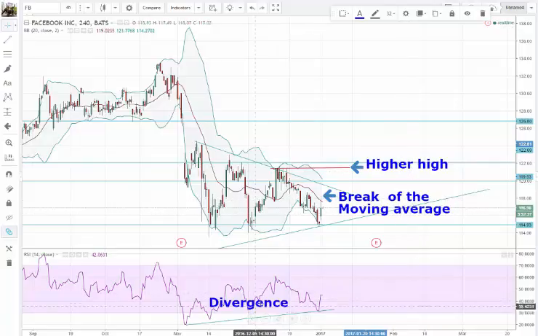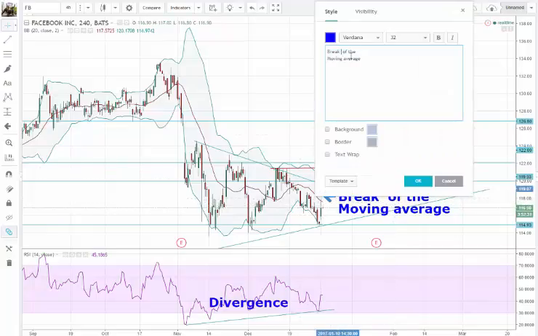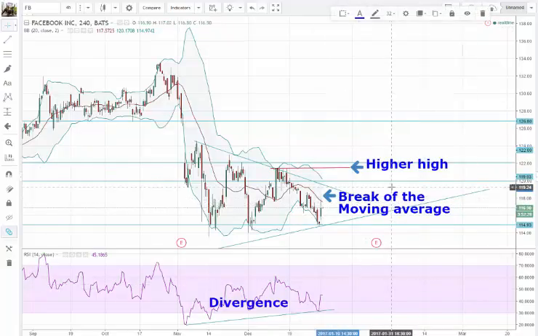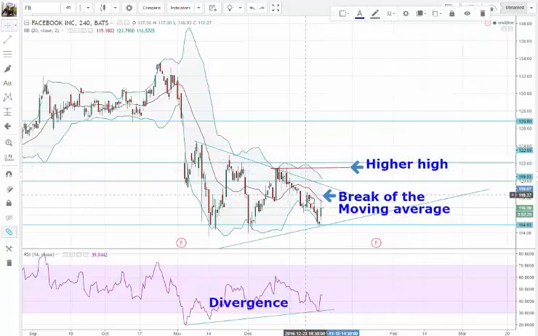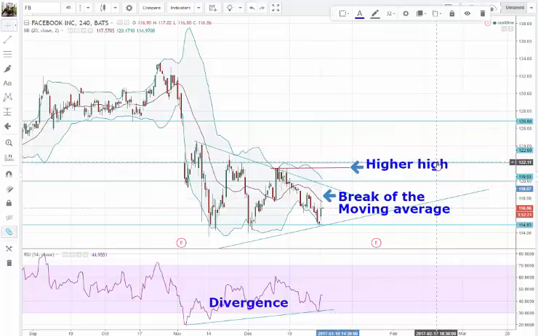Okay, so divergence is a clue. I want to see a break of the moving average. Let's put it like that. A higher high, because we want to see this level break. I also think this level is of importance, but of course this needs to be followed by a higher low, and then we get more confirmation that things are going our way.